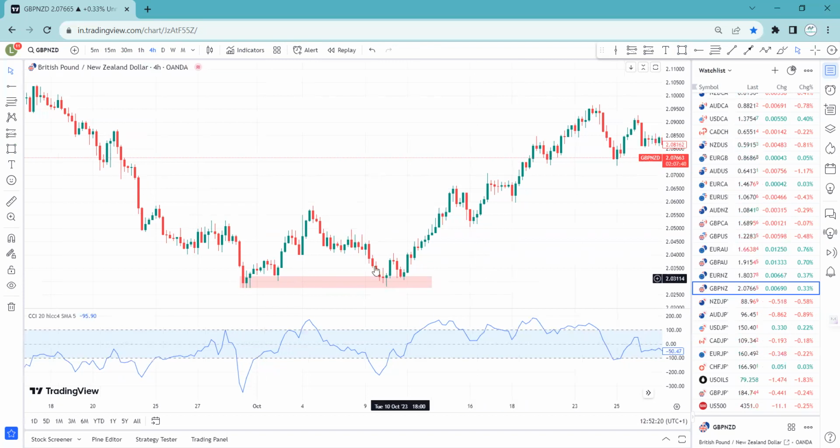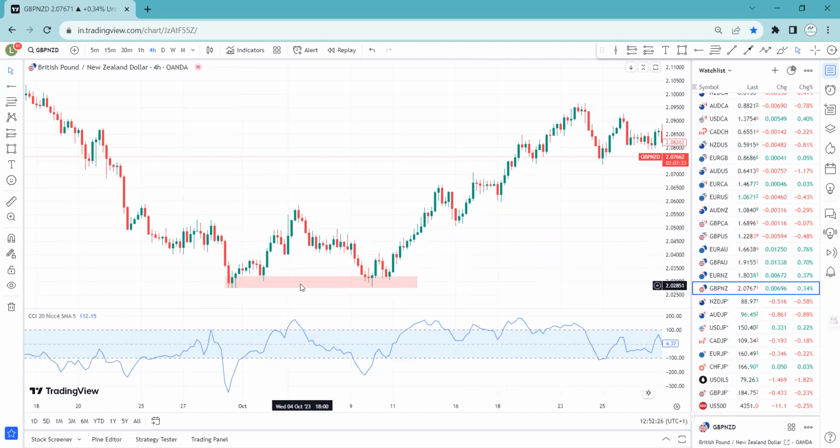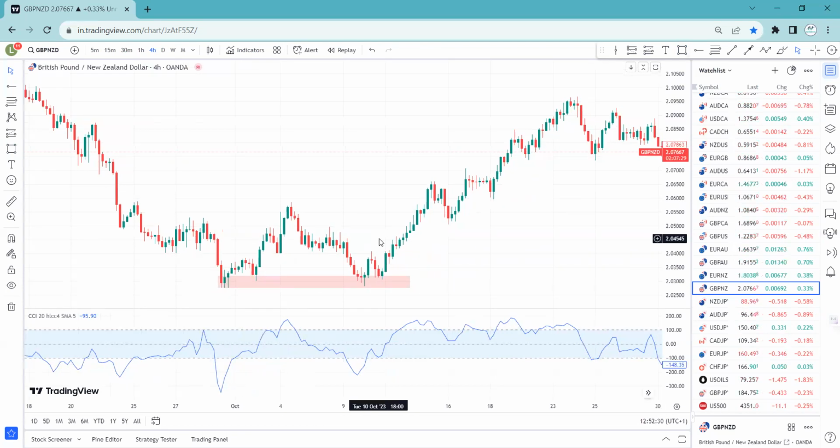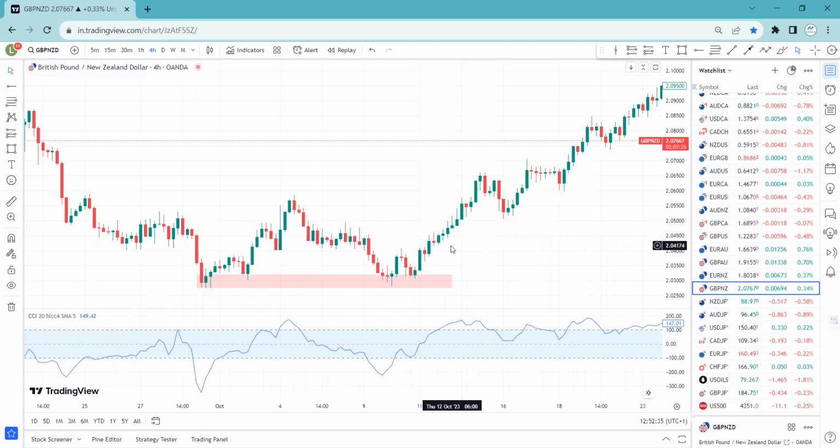So when we had price come into this zone here, because it was a support area, we would be expecting a buy. But we're not going to be jumping into this market for a buy. We would wait for confirmation. For me, the way I trade, without confirmation, I don't ever enter a market. So how do I get that confirmation?